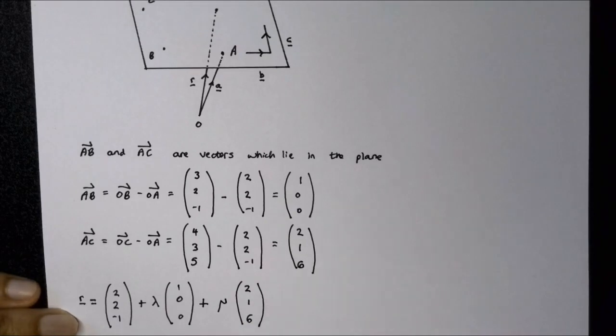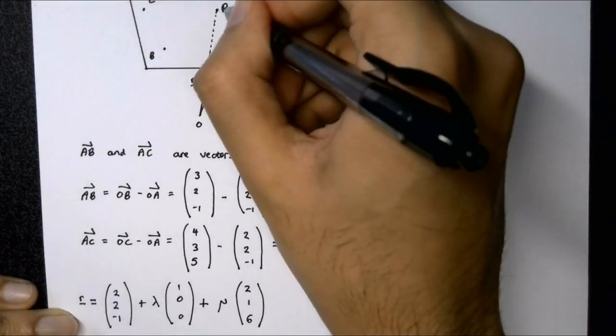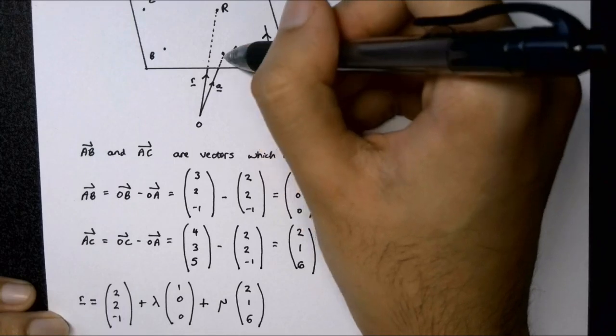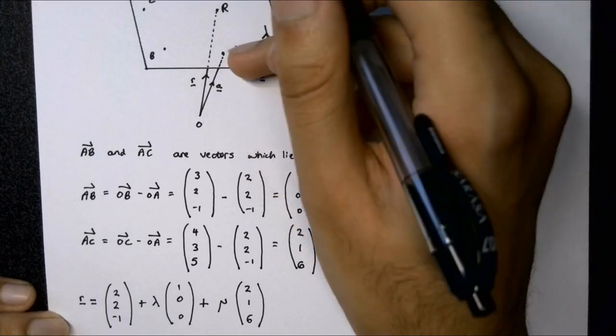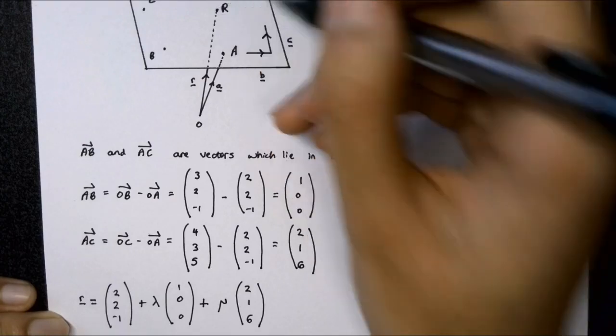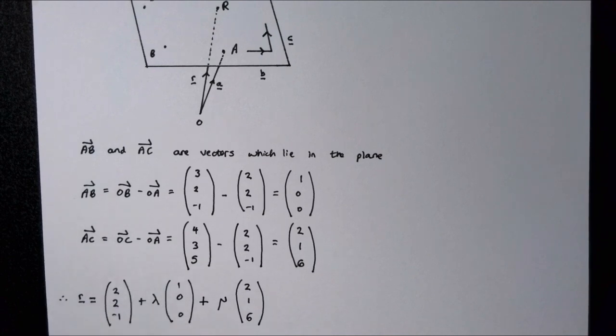Okay, so this is the vector equation of the plane, and it makes sense to go to this point R. We would have to go to A and then add on some multiple of B and then some multiple of C to get to this point R over here. So therefore, this is the vector equation of the plane.